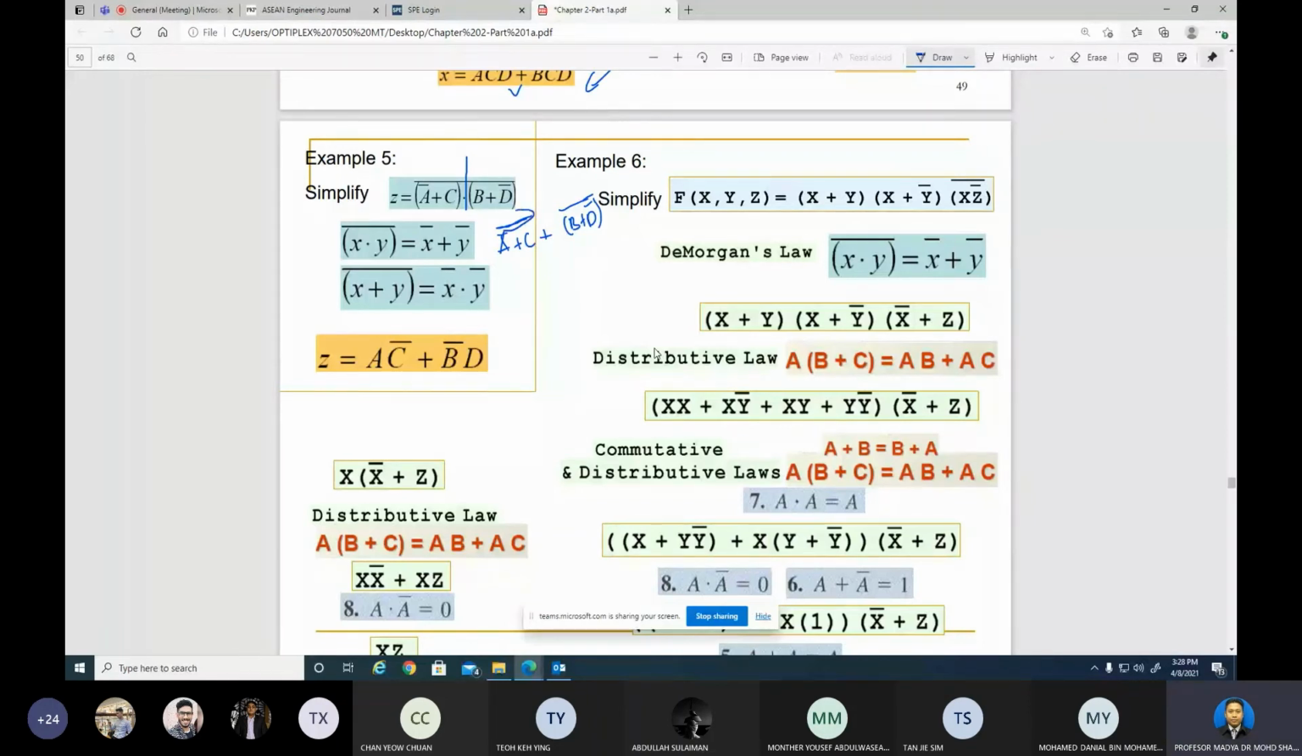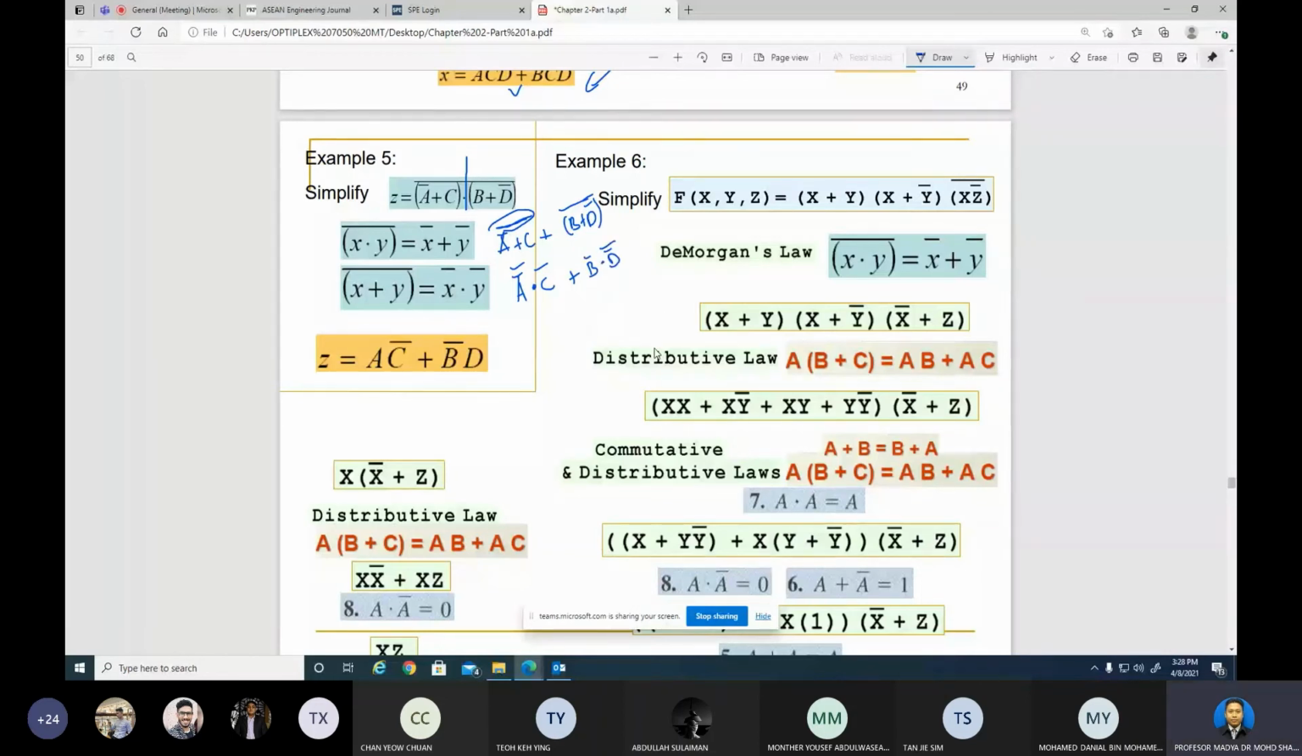Second, this part. So we can break the bar and change the operator. So break the bar: A bar dot C bar, plus B bar dot double D bar. Okay, see this one.